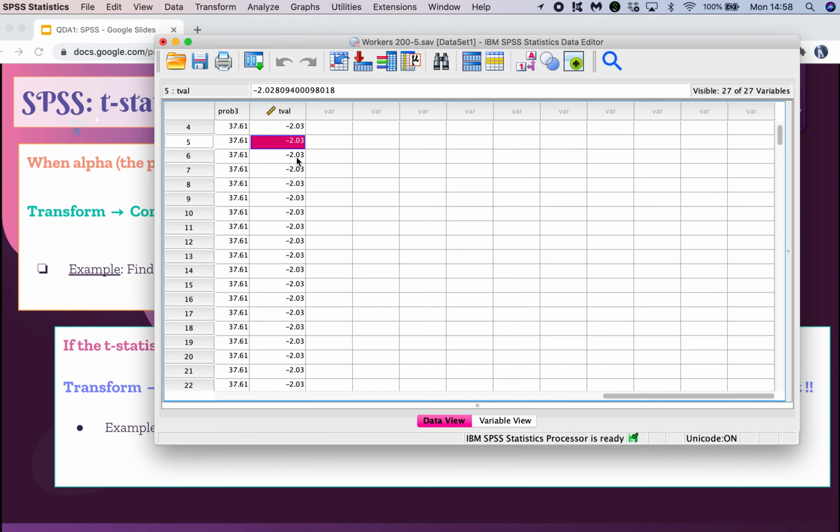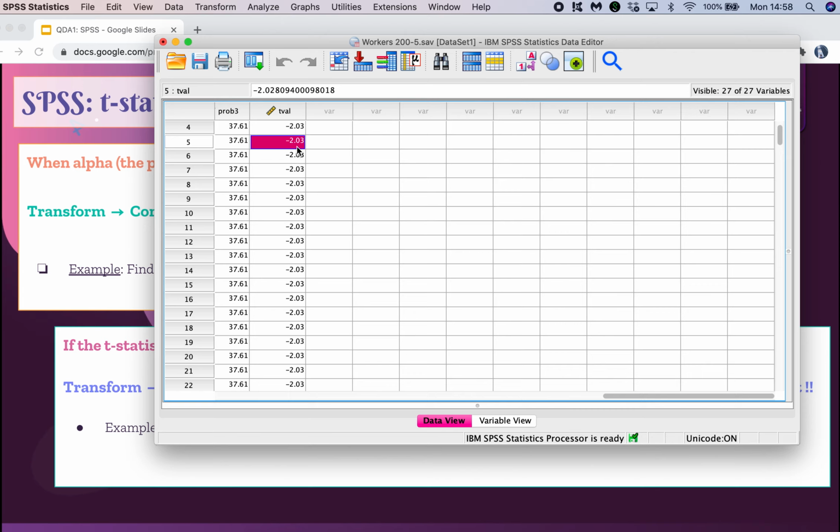All you would need to do whenever you are using this to maybe solve for a confidence interval is just take positive 2.03 as your t value. So don't worry about the negative too much, because the distribution is always symmetrical. A negative value is going to be the same exact value when positive.